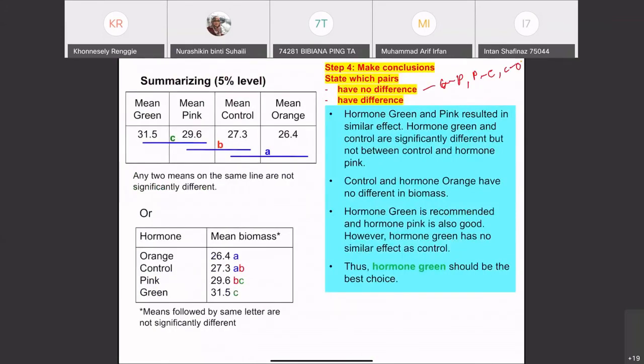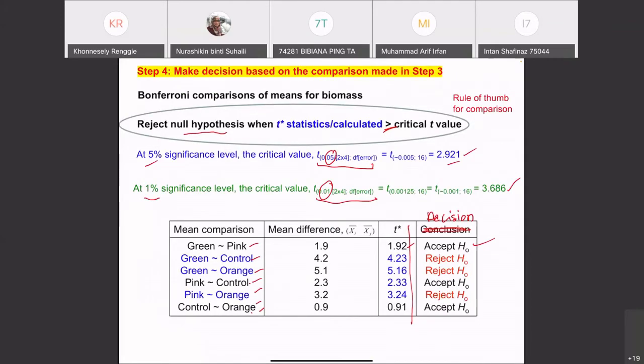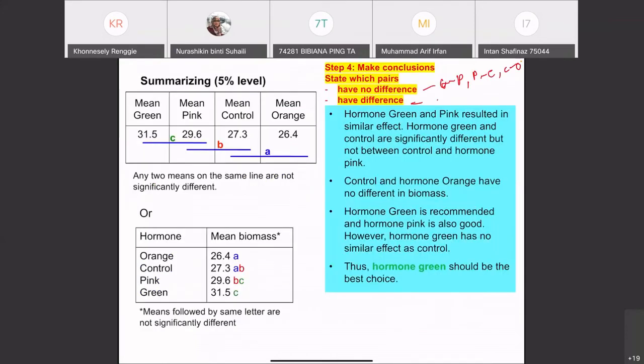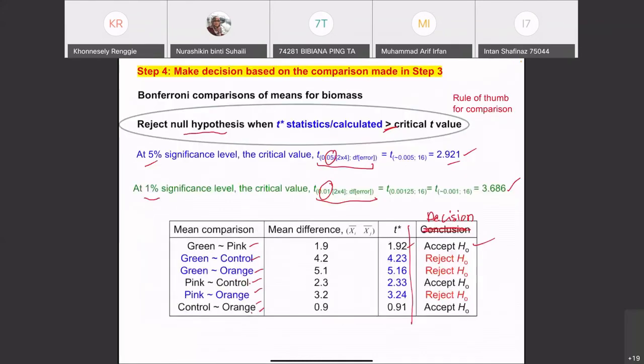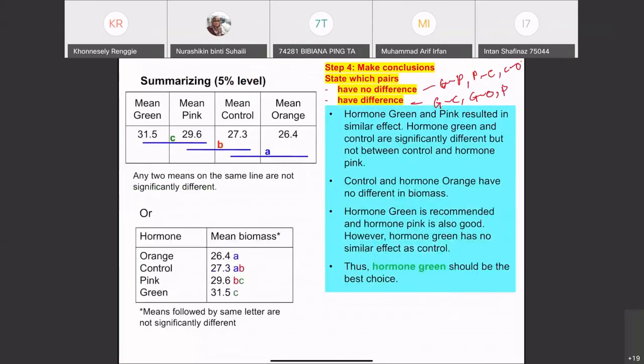But in the real problem, you have to write the actual words. I just want to say here that you have to mention all the pairs under those two categories. For the GC, GO, and the other one, pink orange. You have to write in full for your own workout, but you have to state both conditions: which pairs have no difference, and which pairs have difference.